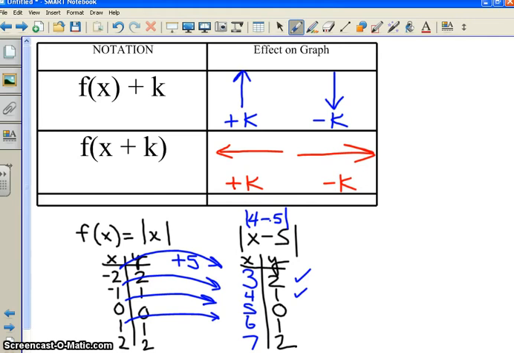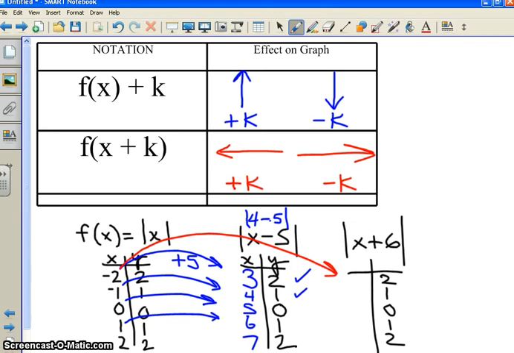And if we were to change this to like absolute value of x plus 6, for all of our y values to stay at 2, 1, 0, 1, 2, all of our x values from our original t-chart would have to subtract 6. So negative 2 take away 6 is negative 8. And we'll check that real quick. Negative 8 plus 6 is negative 2. Absolute value of negative 2 is 2. And by subtracting 6 from those x values, you're shifting your graph to the left 6 spots.